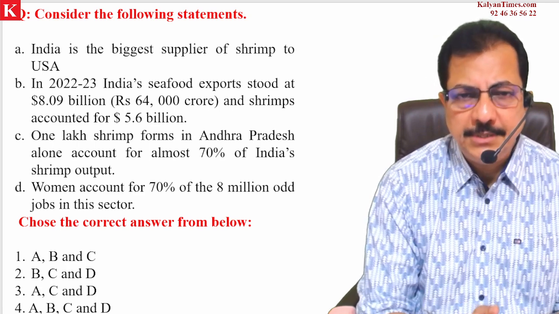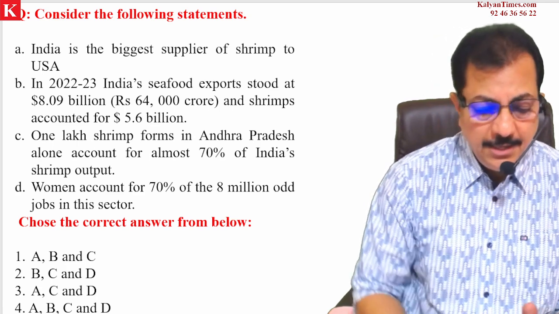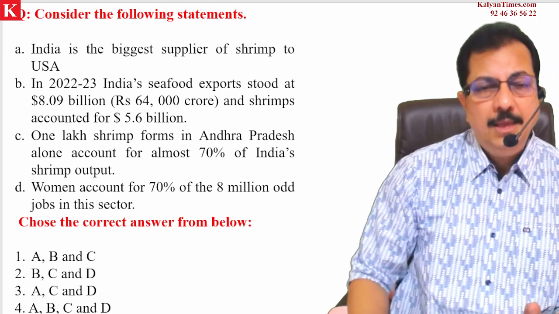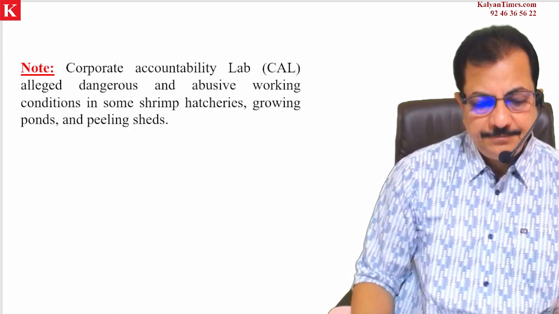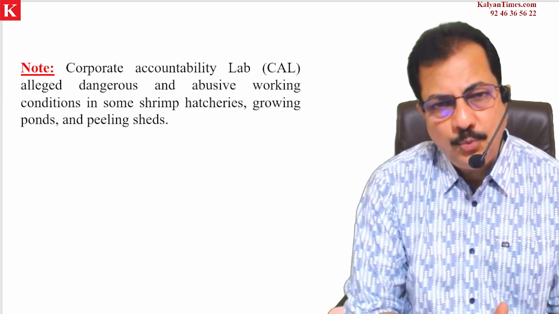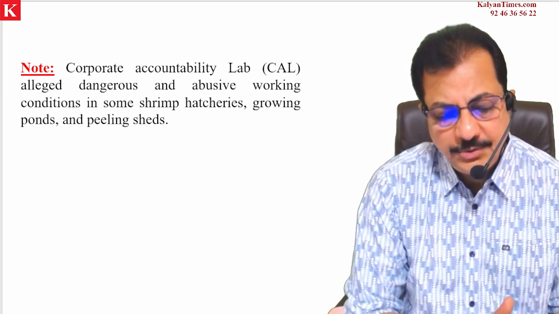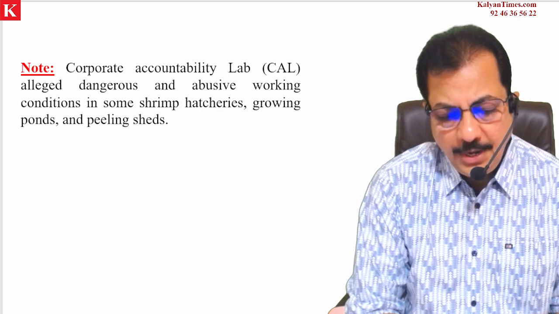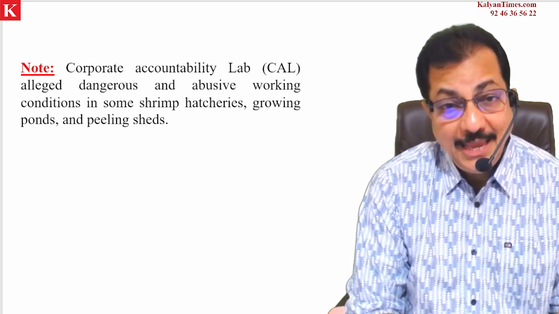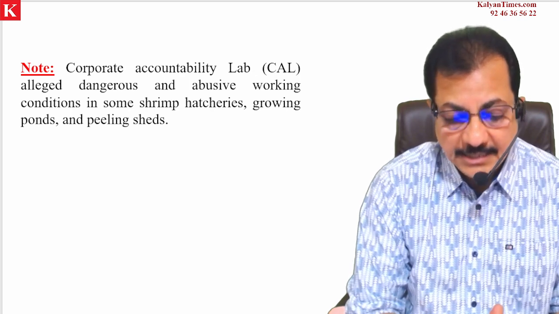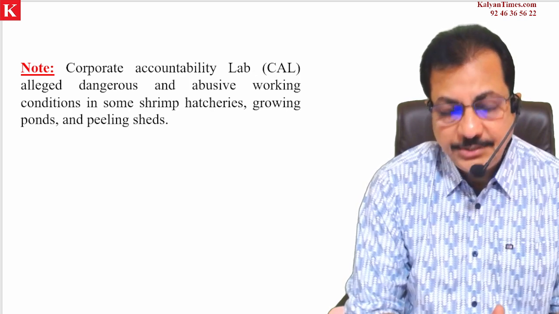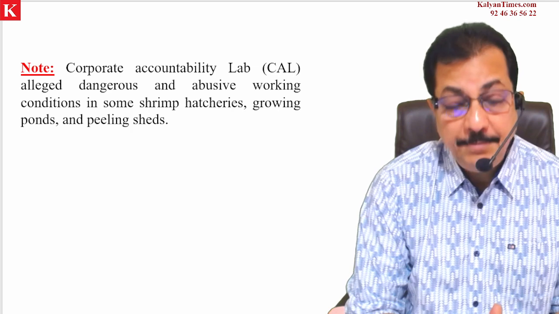All the statements are very much right. A, B, C, D. So obviously our answer should be option number 4. Look at this. Clear? Next, look at the last point. Why is this particular one in the news? Because Corporate Accountability Lab alleged dangerous and abusive working conditions in some shrimp hatcheries, growing ponds and peeling sheds.